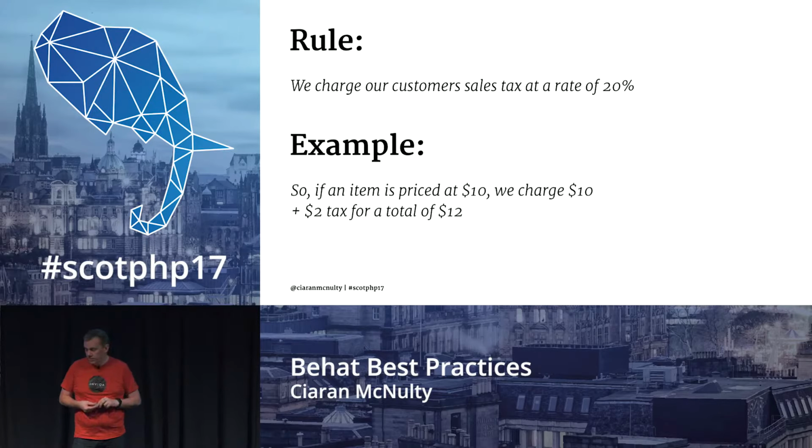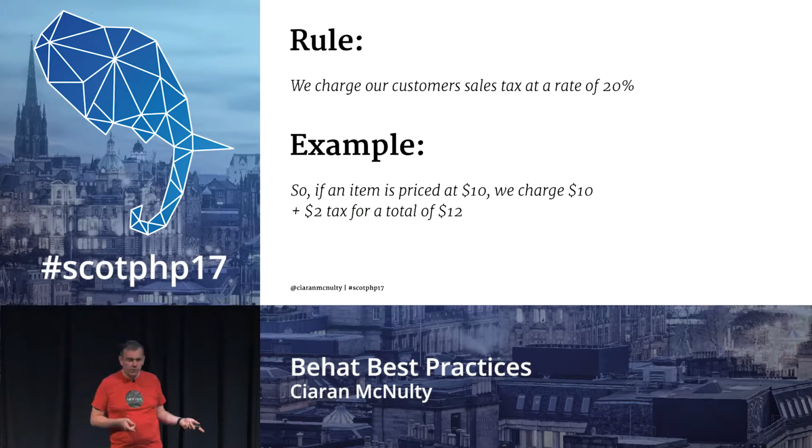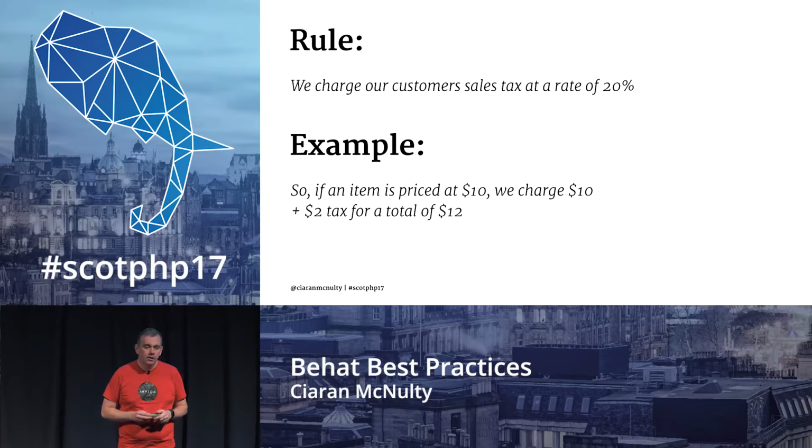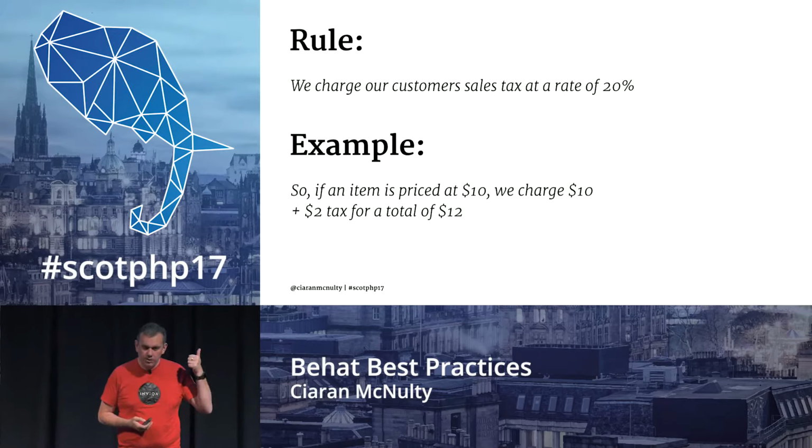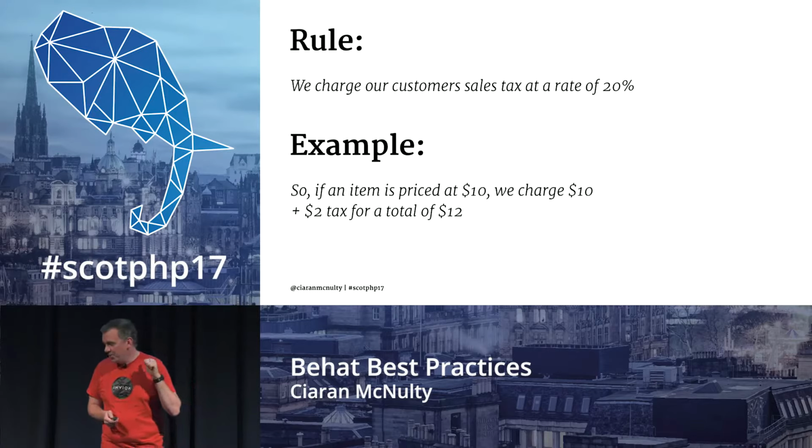It's pretty cheap to come up with an example in a conversation. You say, all right, so if something's priced at $10, we're going to charge $10 and $2 tax. So we'll charge a total of $12. And you just say that as part of the conversation. Maybe write it down if you want to get advanced. And then you're checking that both parties are understanding the rule the same way. Is this what you understood the rule to be? It might not be.